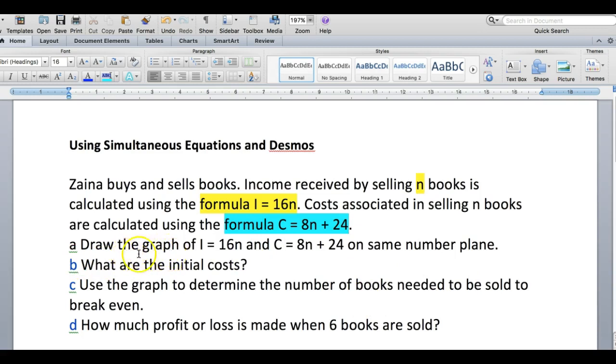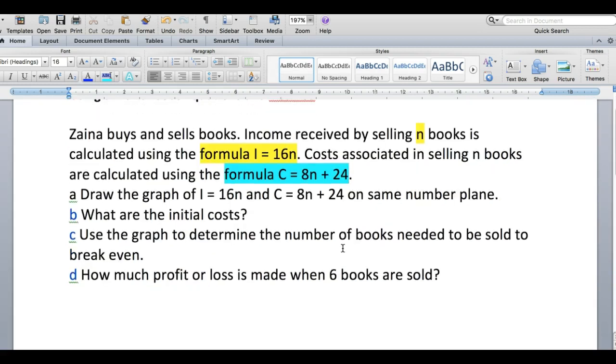So I've got some questions. Draw the graph of I equals 16n, which is her income received, and the cost, C equals 8n plus 24, on the same number plane. This graph is going to show us what selling the books looks like. It's a linear function because n isn't squared or cubed, and where they meet should be the spot where they're going to break even.